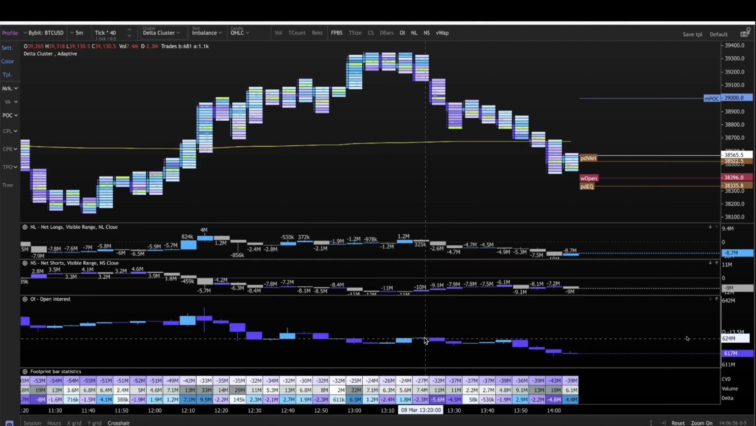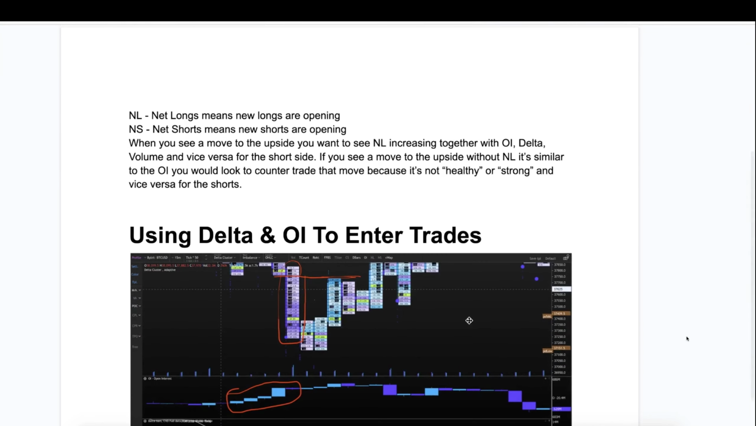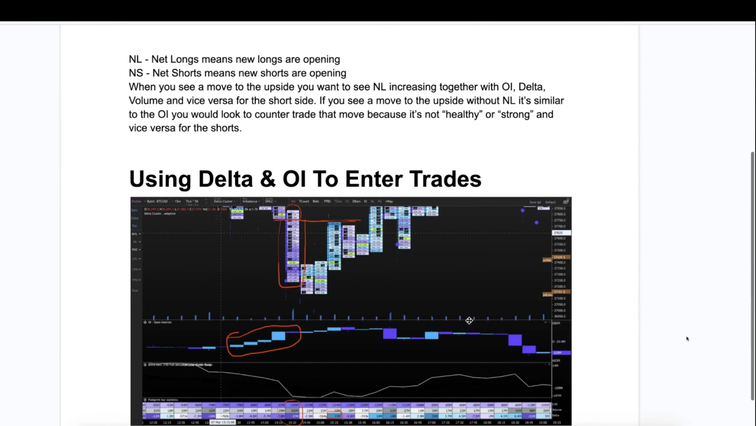Now, what we want to talk about now is using delta and open interest together to determine if we are going to reject from a level or potentially bounce from a level. And I want to go back and take a look at some instances that have happened recently in the past. Okay, so I want to start with this. Using delta and open interest to enter a trade.